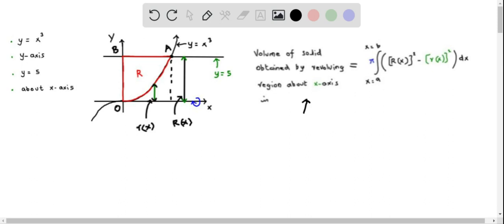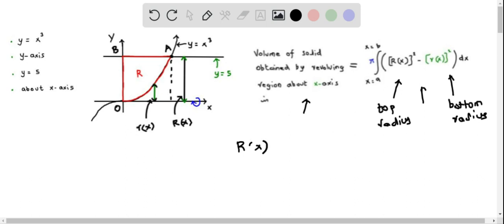the solid by revolving the region about the x-axis, which is given by this formula: a definite integral from x equals a to x equals b of pi times the big R of x quantity squared minus the small r of x quantity squared dx, where the big R of x represents the top radius, or the radius of the top curve, and the small r of x represents the bottom radius, or the radius of the bottom curve. So let's find the big R of x and the small r of x.